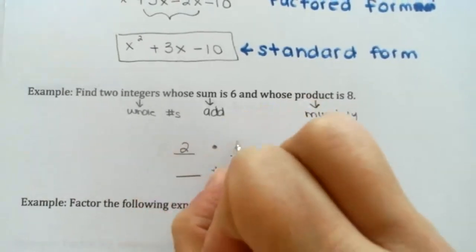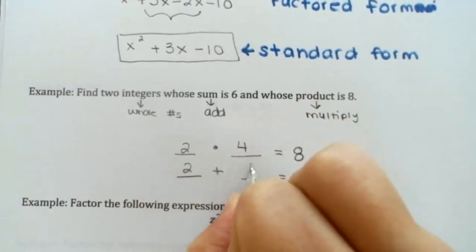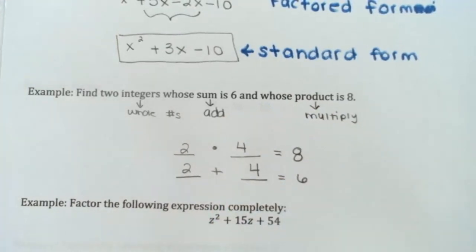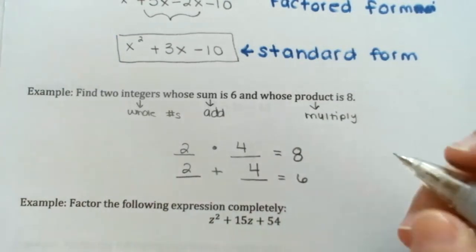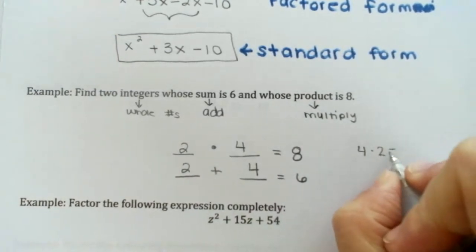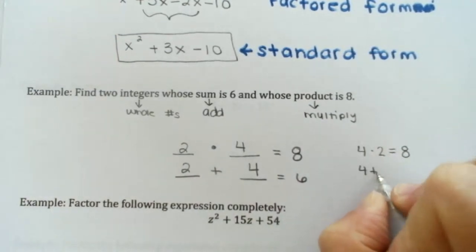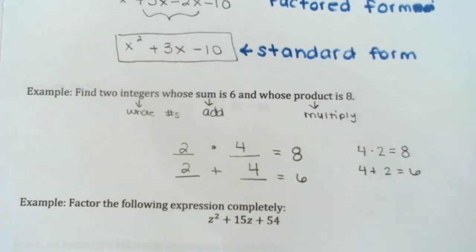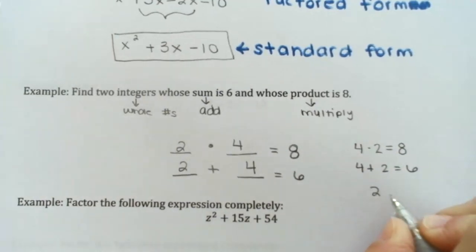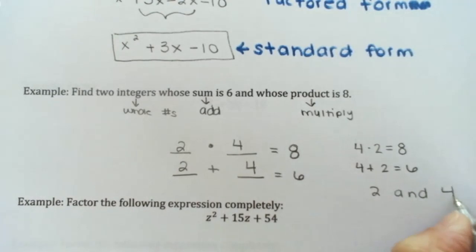2 times 4. 2 times 4 would give us 8. Also 2 plus 4 would give us 6. So notice 2 and 4 are the only numbers that will work here. Doesn't matter what order, you can also do 4 times 2 would give us 8, and 4 plus 2 would give us 6. Same thing, doesn't matter. Our 2 numbers here are 2 and 4.